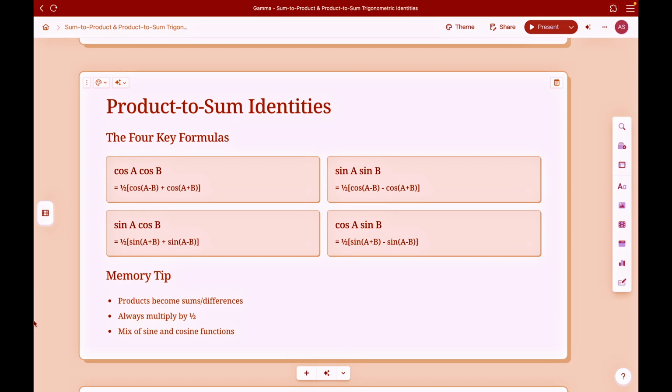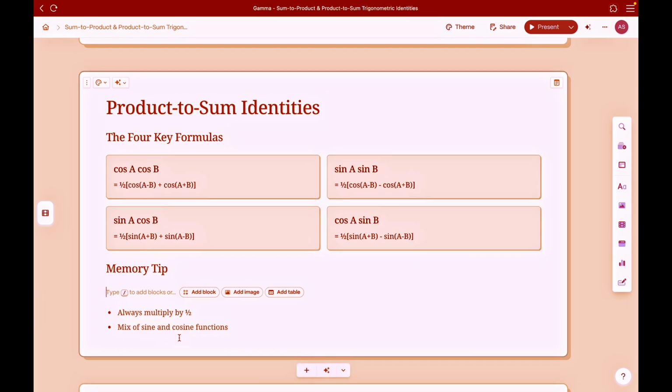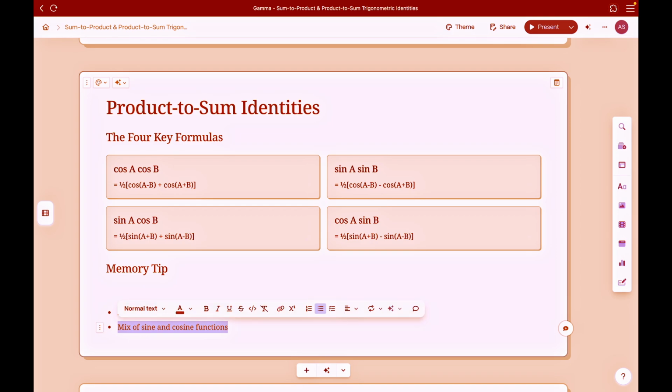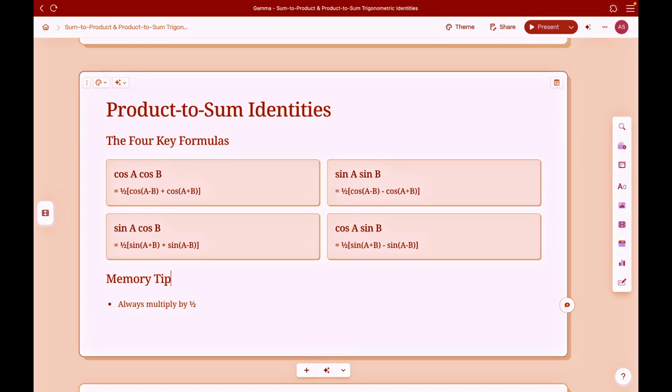And on the bottom it shows memory tips, but I would honestly remove this one and also this one, because always multiply by 1 over 2 is probably the biggest thing that I've seen people forget. Not as much the sign convention, but forgetting to multiply by 1 over 2, because in just trying to memorize this part, they often forget that there's also a 1 over 2 over here.